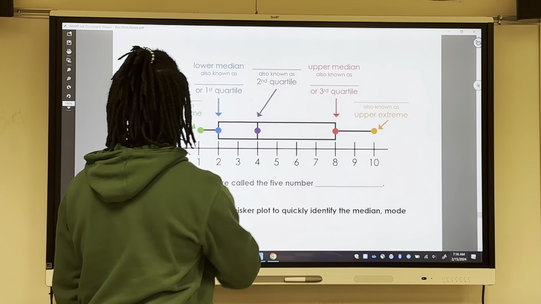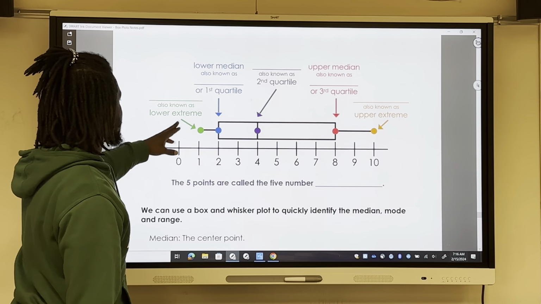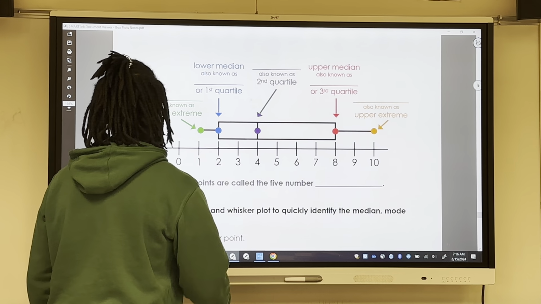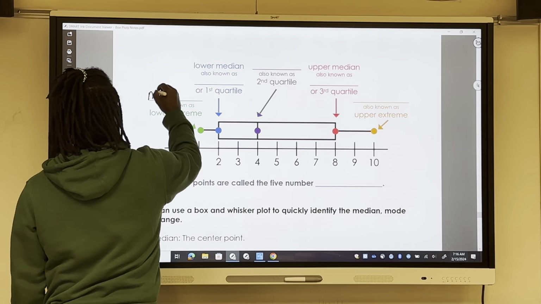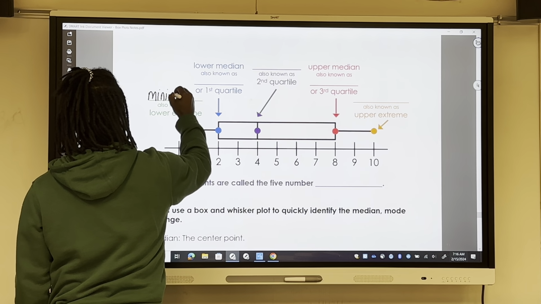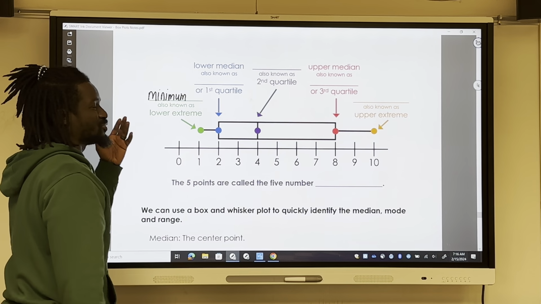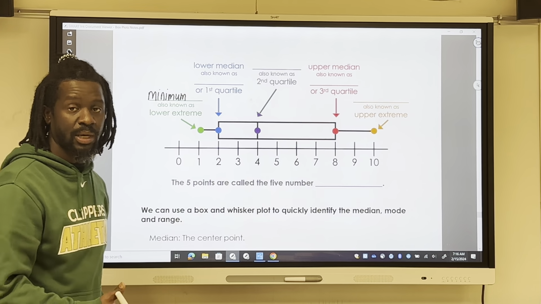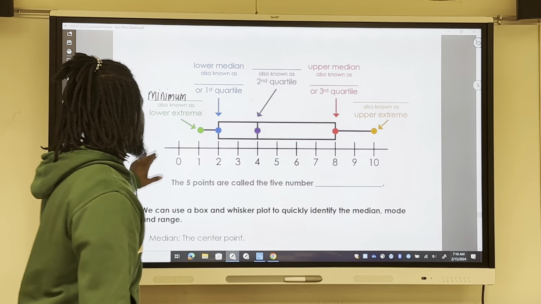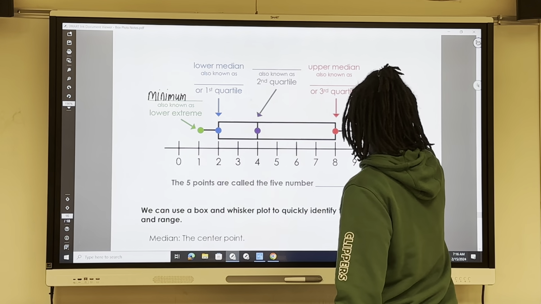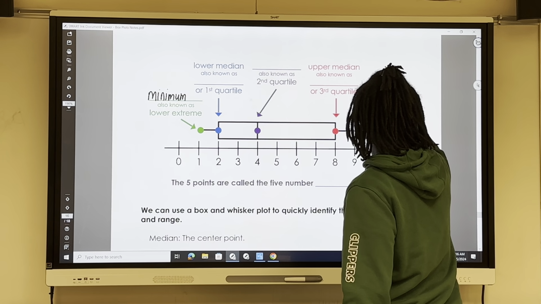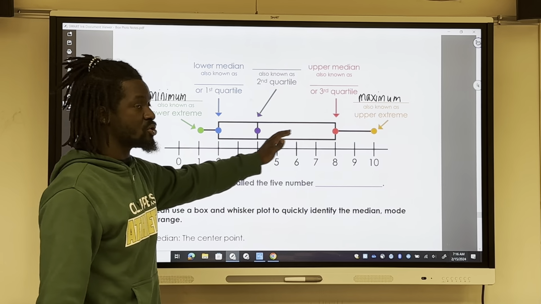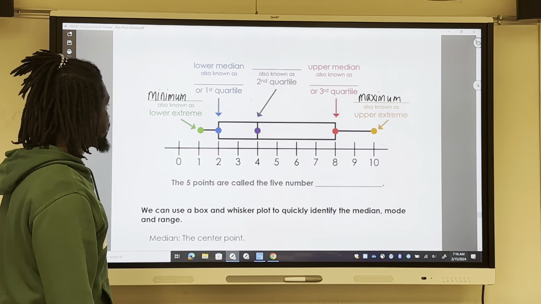So with that, I've already said this, but I want to identify these things again, okay? So we said that this is our minimum value, okay? It's also known as the lower extreme, but minimum value is how you're going to hear me refer to it. The upper extreme is called, again, the maximum value, okay? So minimum value, maximum value.